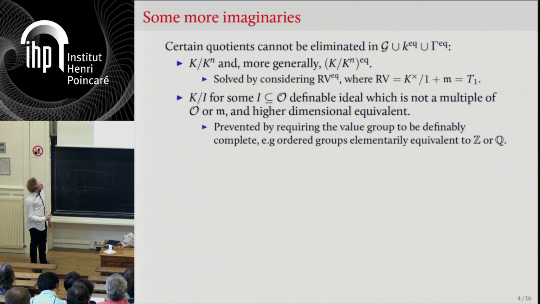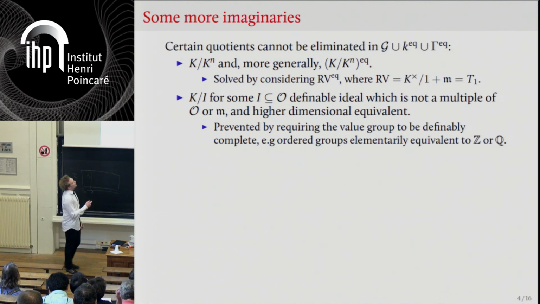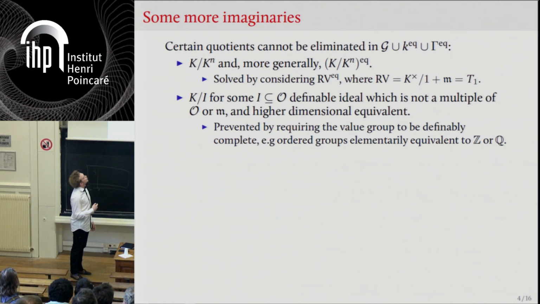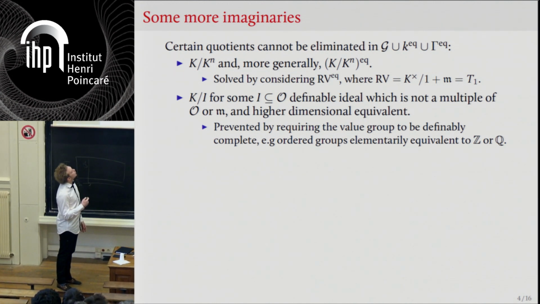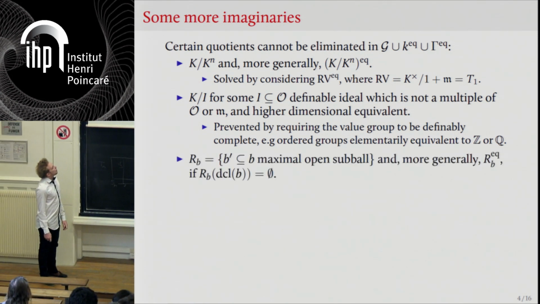So in particular, any of these ideals come from cuts in the value group, and so I'll just make sure that there are no bad cuts in the value group by asking that it's definably complete. Definable completeness means that any definable upper bounded set has a supremum. And so in particular, you'll see that under this assumption, every ideal inside of O is a multiple of O or a multiple of M, depending on where the cut lies. Okay.